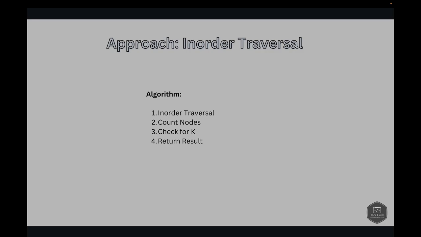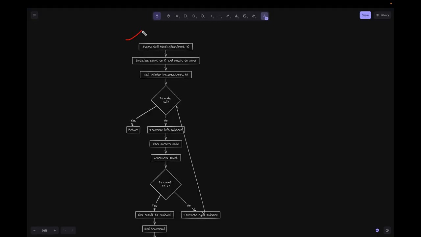So here first we need to perform the inorder traversal of a binary tree, and then we need to maintain a count of the nodes we visited. When the count equals k, record the value, and then we return the recorded value after the traversal is complete. So let's look into the flowchart.